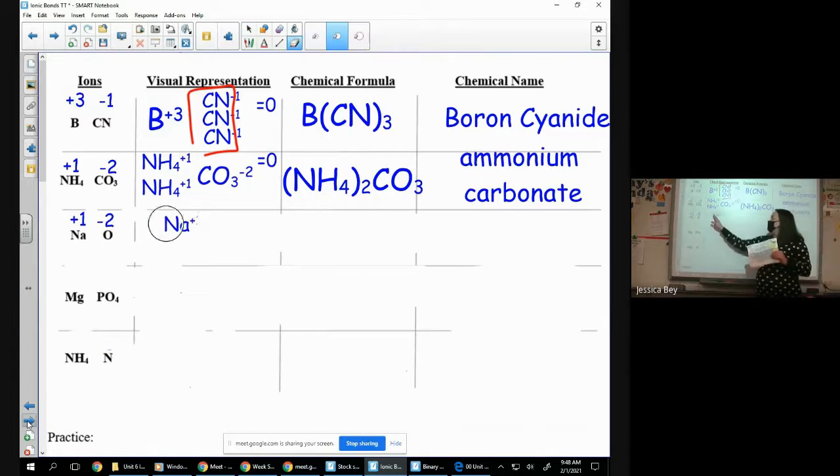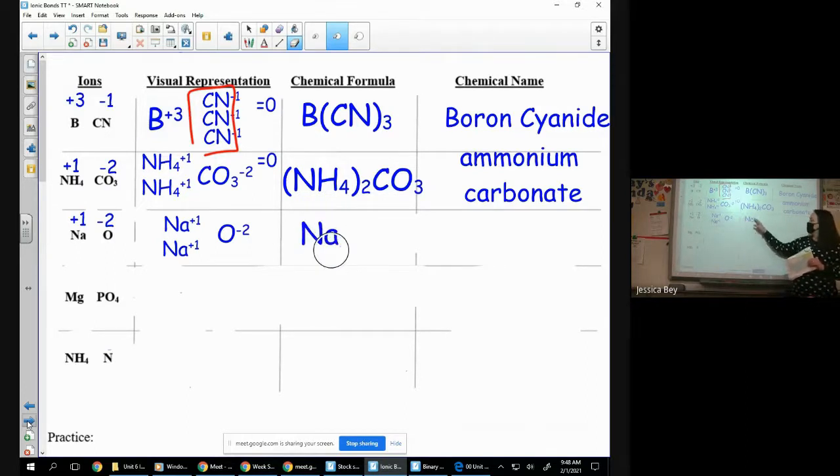So sodium is a +1. Oxygen is a -2. Is that neutral? No, it's not. So I need 2 sodiums. So what would be my formula? Na. How many do I have? 2. Now notice how I did not put parentheses there because you don't use parentheses off the periodic table. The only time you use parentheses is off your polyatomic ion sheet. And how many oxygens do we have? Simply one. Very good.